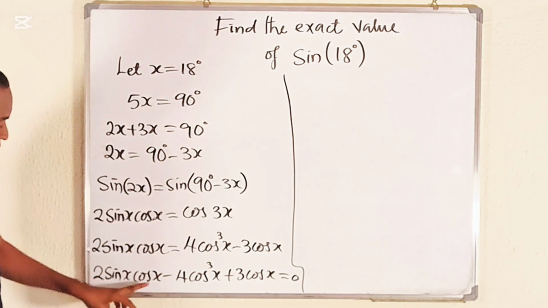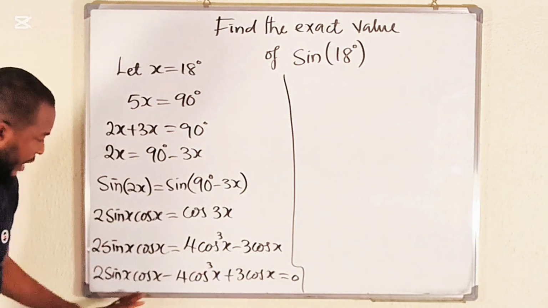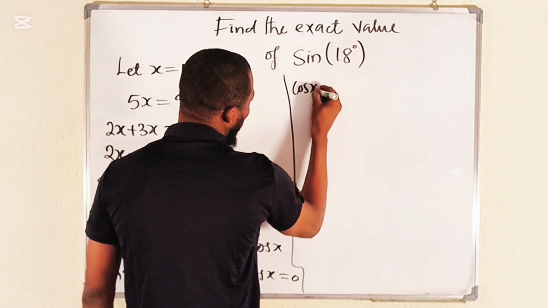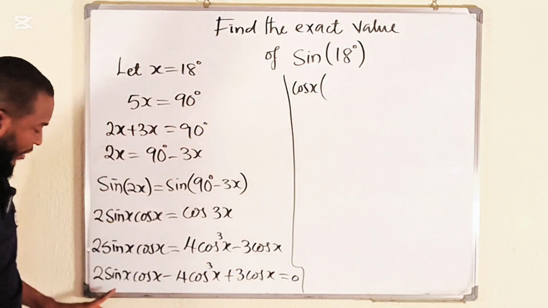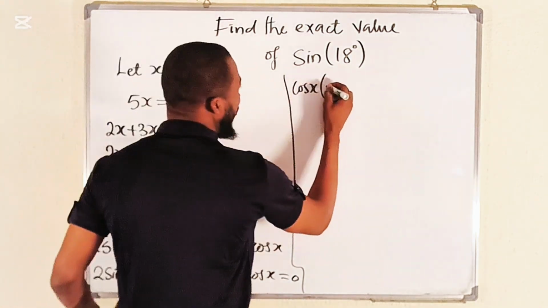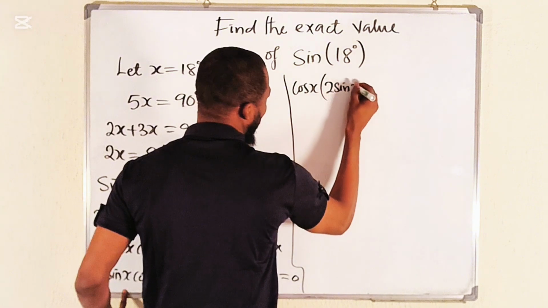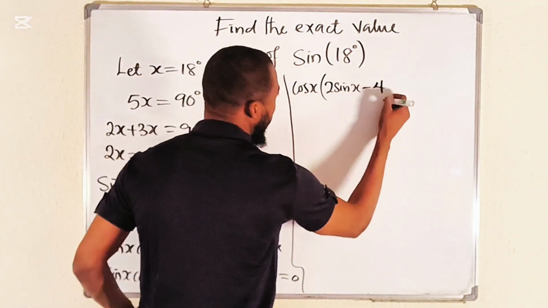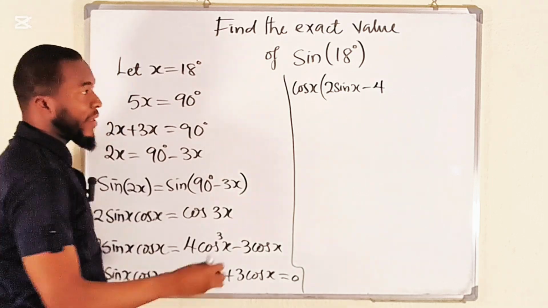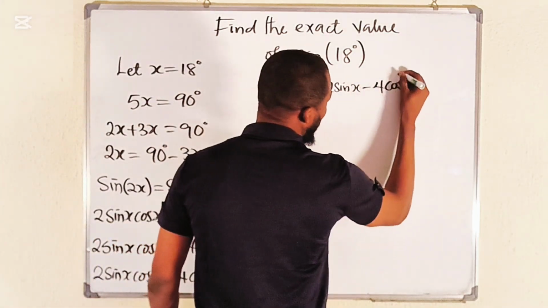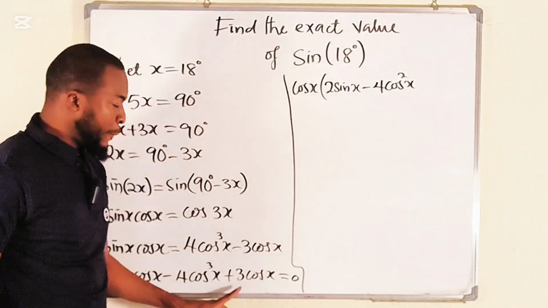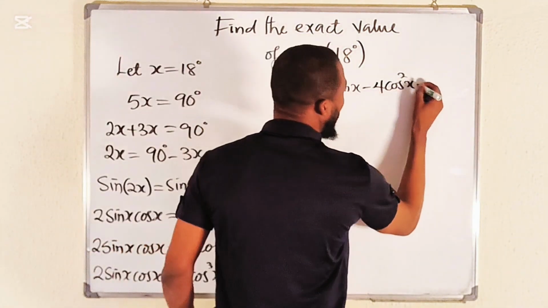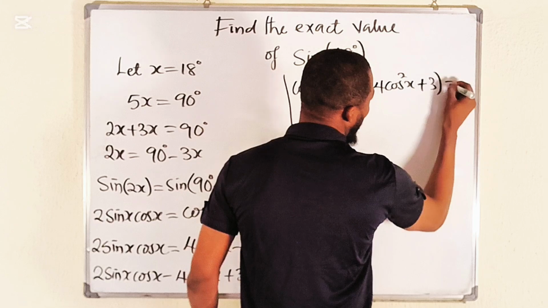So let's continue the other side. I can see that we have cos x on every single term here. So let's factor it outside. So we have cos x outside, and inside, from this we have 2 sine x, minus 4 cos squared x, plus 3 because cos x is already outside, equal to 0.